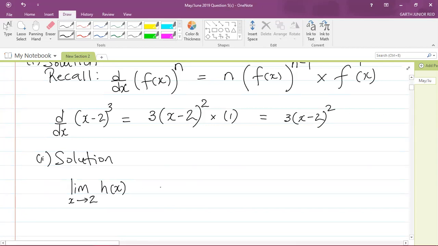Now, remember that they gave us the function h of x. So this is equal to the limit. The function h of x they gave us was (x minus 2) all cubed in the numerator.